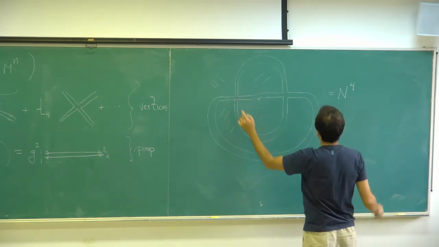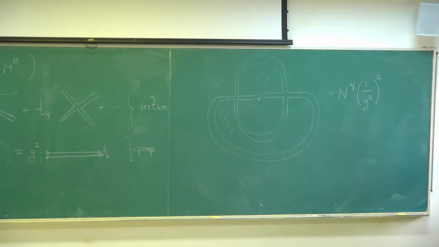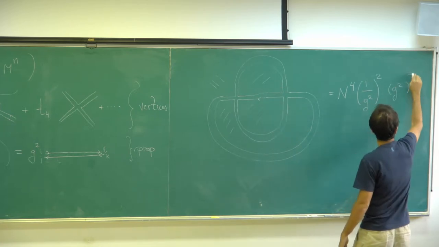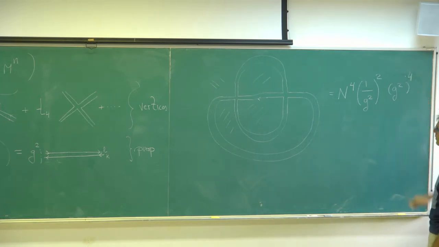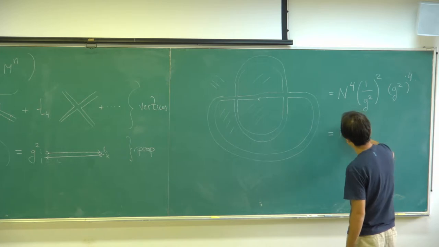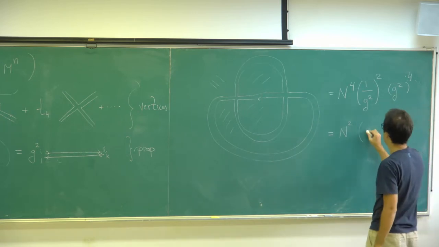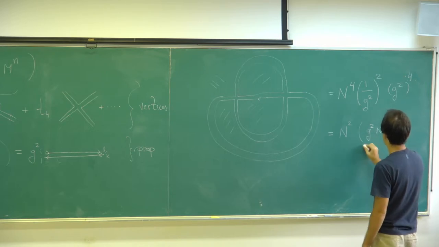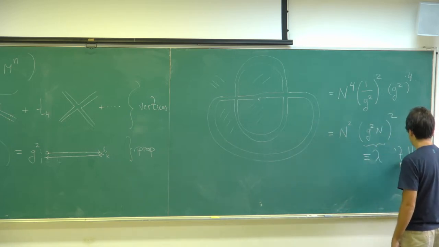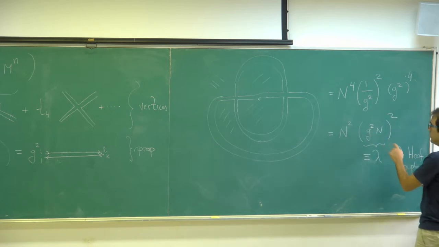Then it has two vertices, and therefore it comes with (1 over g squared) squared, because each vertex is multiplied by 1 over g squared. And then it has 1, 2, 3, 4 propagators, and each propagator comes with a g squared, so g squared to the power 4. So in total, this diagram was equal to N squared times (g squared N) squared, where this combination was defined as lambda, the 't Hooft coupling, which we held fixed as we take g to 0 and N to infinity.